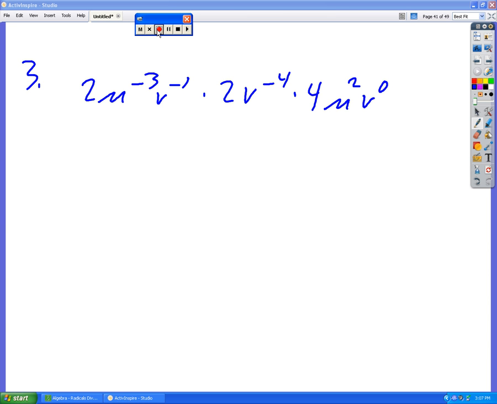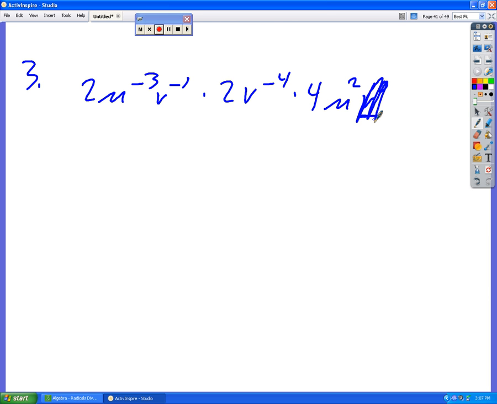First, we're looking for 0 exponents. I look across here, I've got a 0 exponent over here. v to the 0 is 1. 1 times u squared is u squared. I don't need the 1, the v to the 0, so I cross it out. Step 2, get rid of parentheses. Don't have any, skip that step.